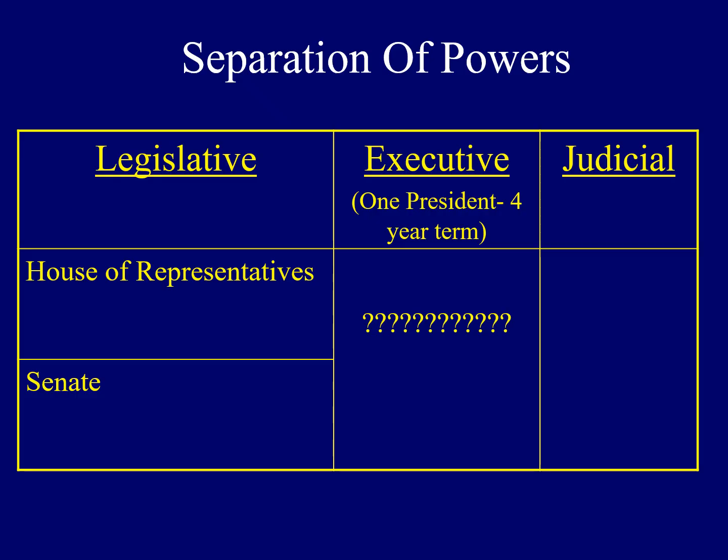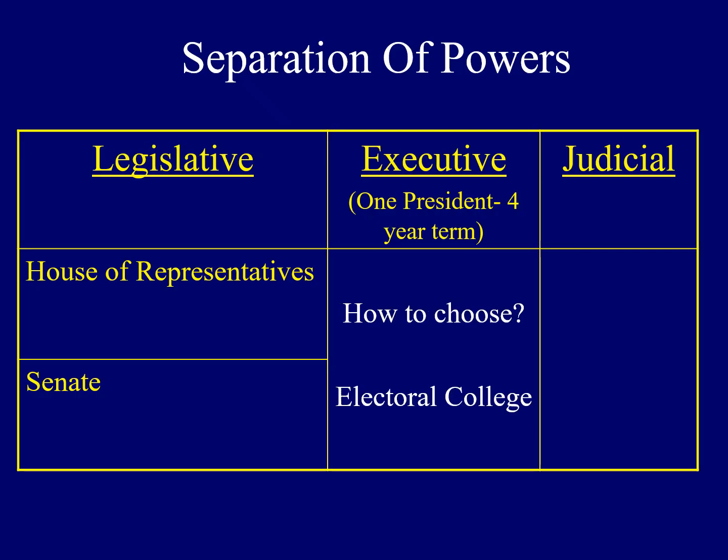Eventually, they decided to choose only one president, and that individual would be elected for one 4-year term. But still, there were lots of questions about how to choose this individual. Some argued that the American people or voters should directly elect this president. Others said no, it should be members of the House or the Senate. Eventually, they chose something unique. They decided to create something called the Electoral College. I'd like to talk next about how the Electoral College works.